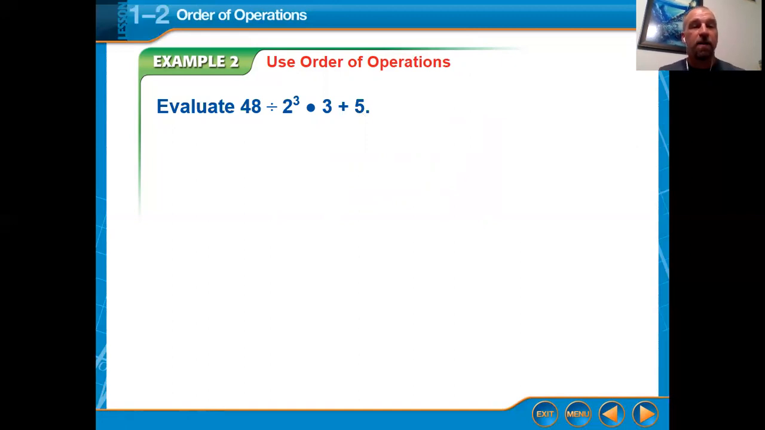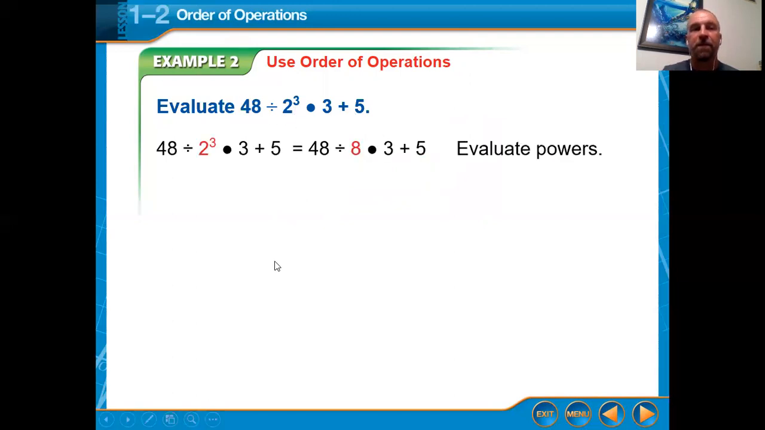So that being said, 48 divided by 2 cubed, third power is cubed, times 3 plus 5. There's no grouping symbols, no parentheses, no brackets, no fraction bars, no radical symbols, no absolute value. So the grouping symbol step is going to be ignored here. I'm going right to exponents. So the first thing I'll do is 2 to the third power, and 2 to the third power is 8. Most common thing people do wrong is 2 to the third power and they say 6 because they do 2 times 3. 2 times 2 is 4, and then 4 times another 2 is 8. So they simplified 2 to the third power and got 8.